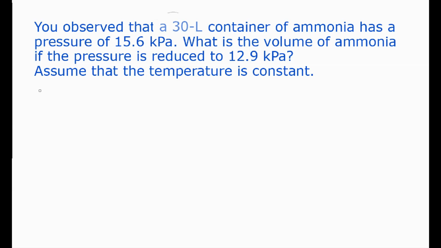So here's the first problem. You observe that a 30-liter container of ammonia has a pressure of 15.6 kilopascals. What is the volume of ammonia if the pressure is reduced to 12.9 kPa? Assume that the temperature is constant. So first, let us identify the given values.